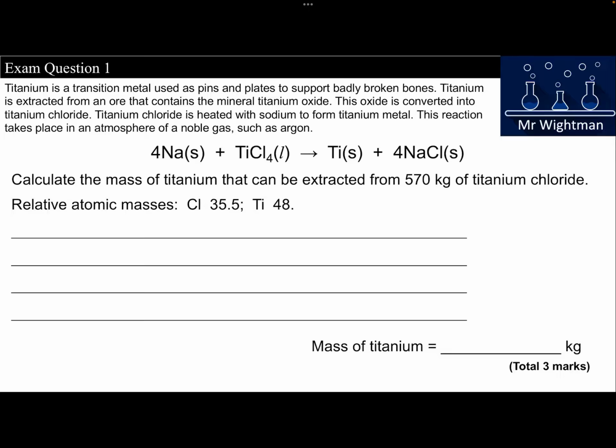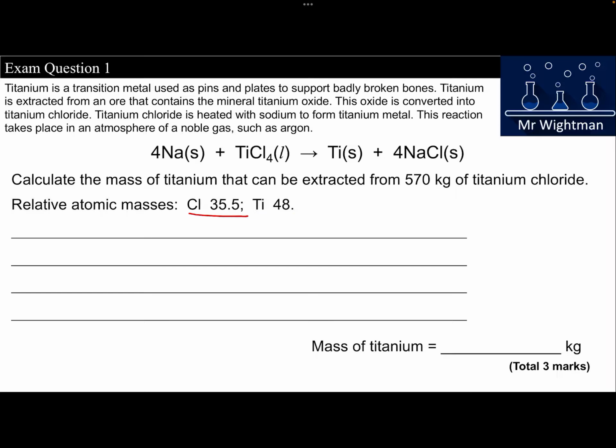Titanium is the transition metal used as pins and plates to support badly broken bones. Great. Titanium is extracted from an ore that contains the mineral titanium oxide. This oxide is converted into titanium chloride. Titanium chloride is heated with sodium to form titanium metal. This reaction takes place in an atmosphere of a noble gas such as oxygen. Woohoo! The equation is 4 sodiums to 1 titanium tetrachloride, TiCl4, to make titanium, and 4 lots of sodium chloride. Calculate the mass of titanium that can be extracted from 570 kilograms of titanium chloride.